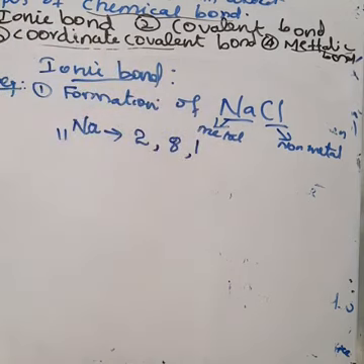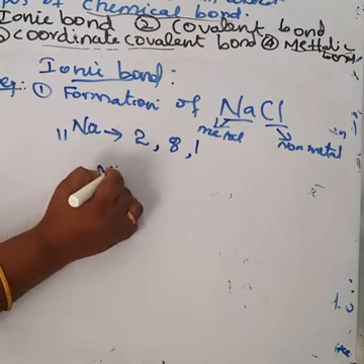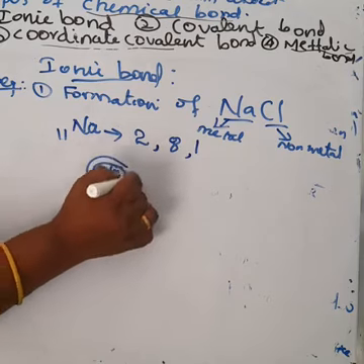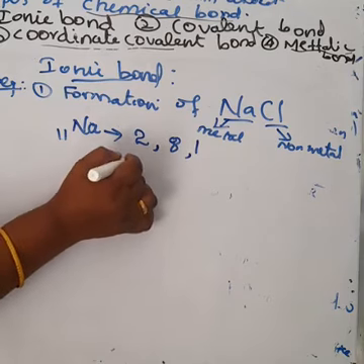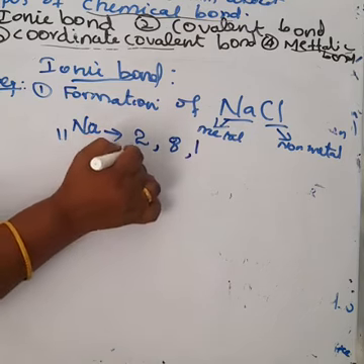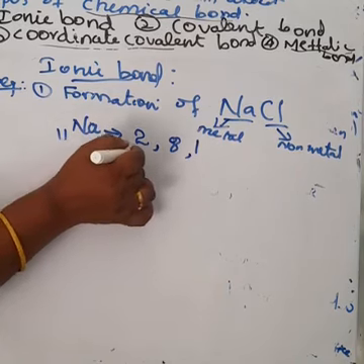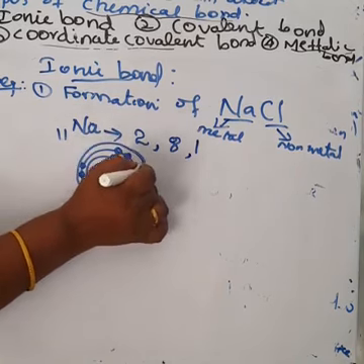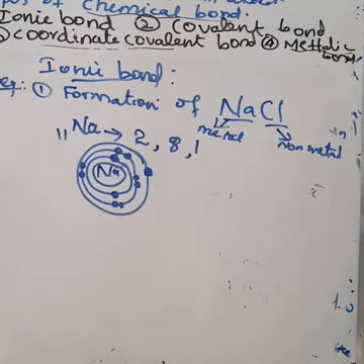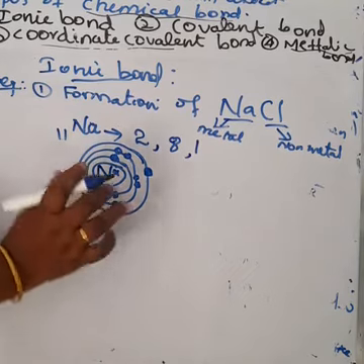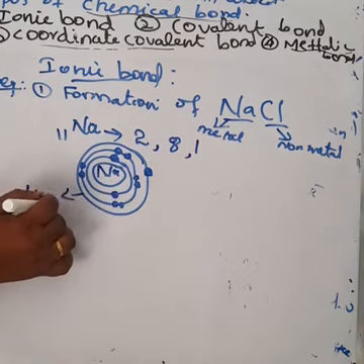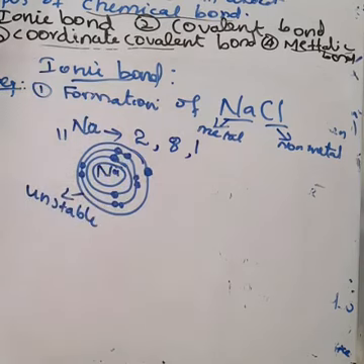How is it occupied? This is the sodium nucleus. First orbit, 2 electrons. Second orbit, 8 electrons. And the last orbit, only 1 electron. Is this sodium atom stable or not? It is not stable. Why? Because there is only 1 electron in its outermost orbit.